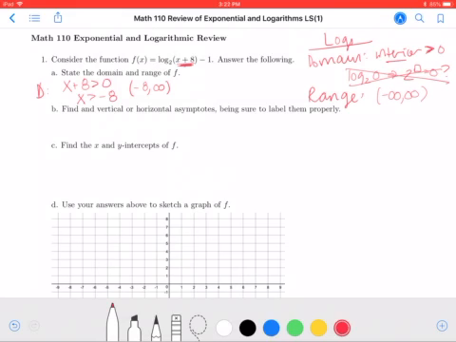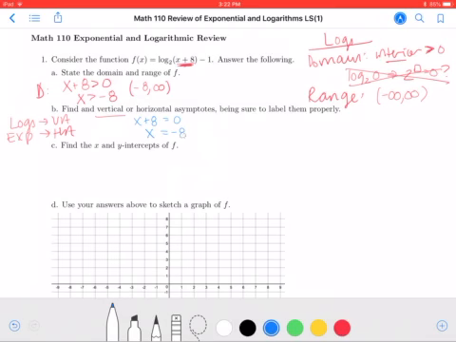Vertical and horizontal asymptotes. Another good thing to remember, logs only have vertical asymptotes. So remember, logs have vertical asymptotes. Exponential functions have horizontal asymptotes. The vertical asymptote from a log comes when we set the interior equal to 0. So greater than 0 for the domain.